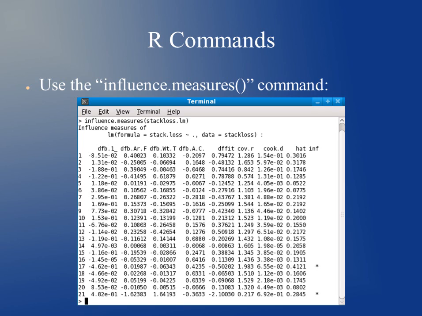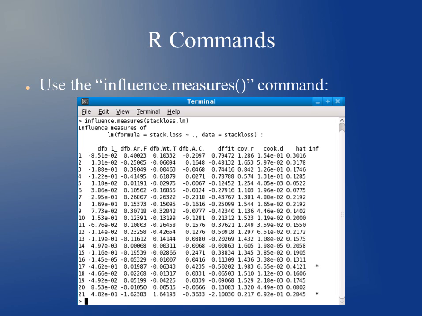So we can have R calculate all of these statistics for us. Here, the R command is influence.measures, and we can see that stackloss.lm is the regression model that we created previously. We input that regression model into the command influence.measures, and it returns all of these statistics that we've talked about. If we remember, for stack loss, the predictors are airflow, water temperature, and acid concentration.